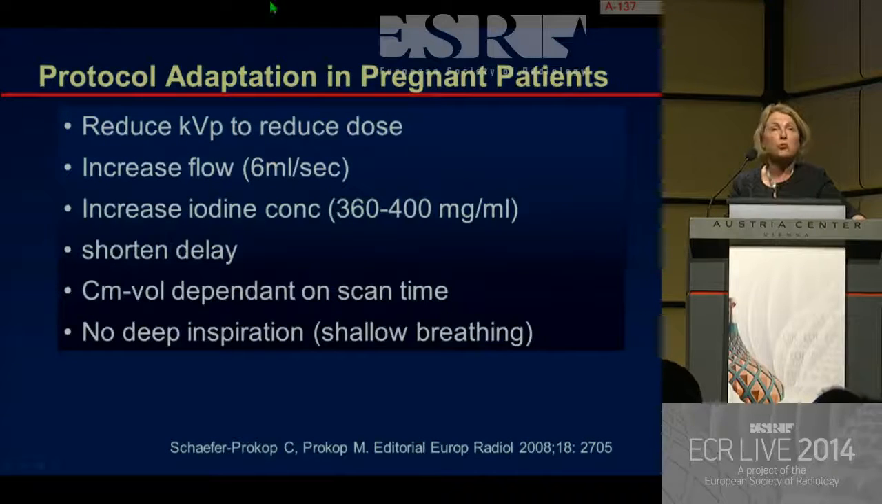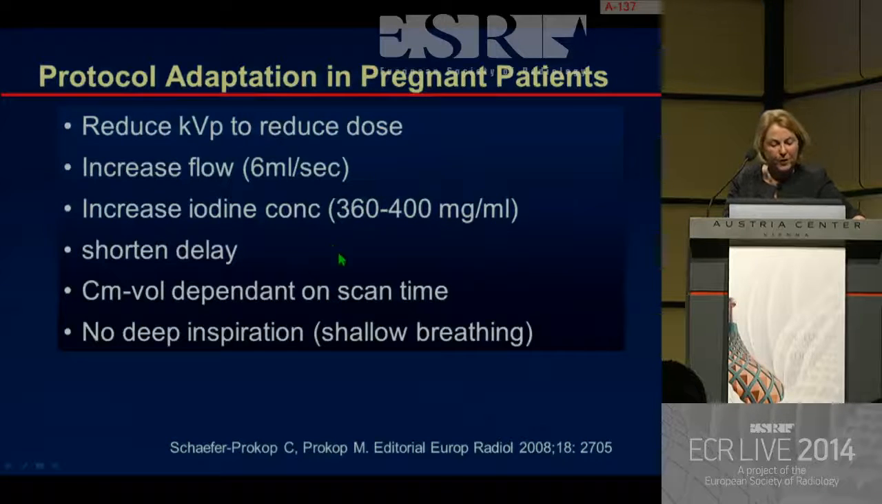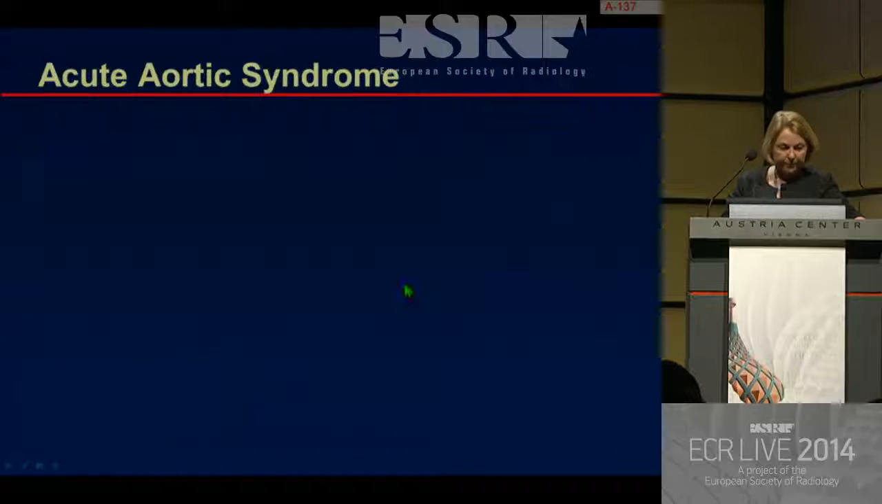So what you should do if you do a CTPA, you should adapt your protocol in these patients. And how do you do that? You reduce your kVp to reduce the dose. You should increase your flow to compensate for this hypervascularization, and you should increase your iodine concentration, shorten your delay, and you should definitely tailor your volume of the contrast to your scan time. If you have a very fast scanner, you need less contrast. And you should ask the patients not to take a deep inspiration, but let them breathe shallowly.